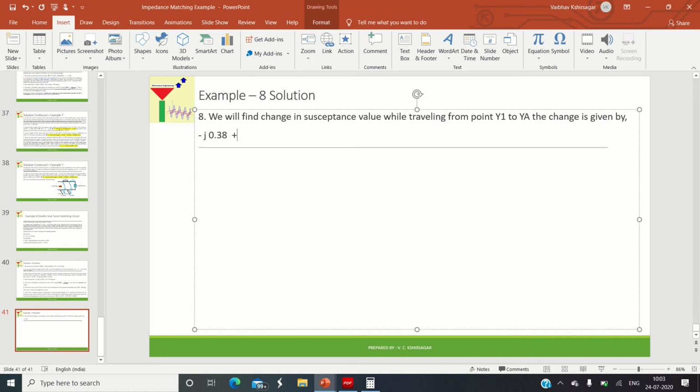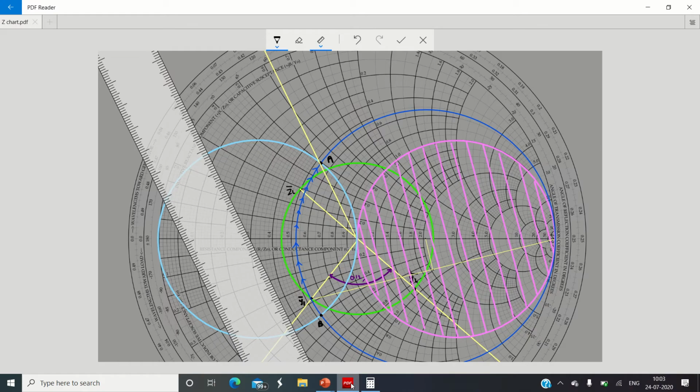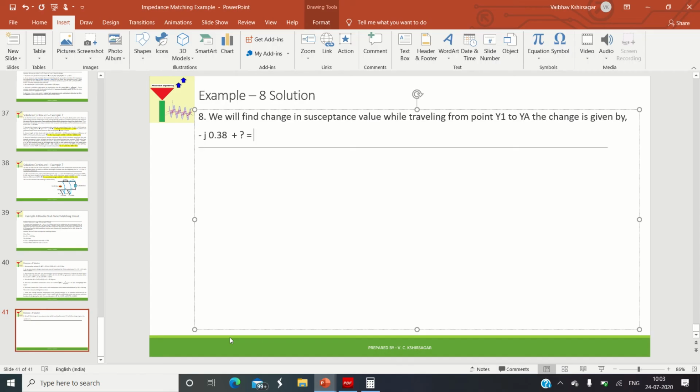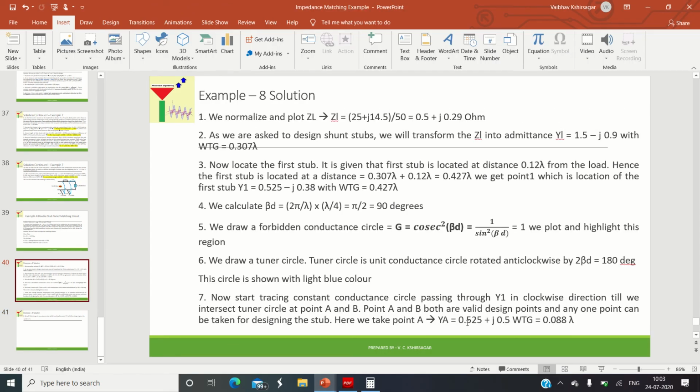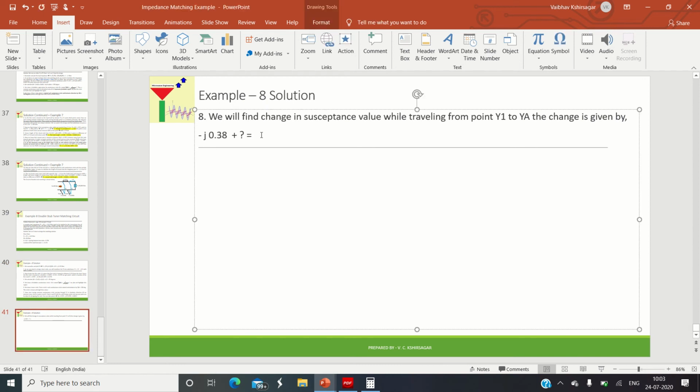What should we add to this? I will mark a question mark, so that I will get the susceptance at point A. The susceptance at point A was j 0.5. So what does this question mark give us? This question mark will give us the change in susceptance, right? So you just evaluate this change in susceptance.